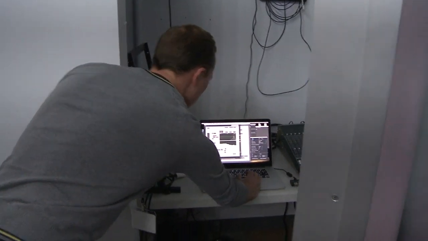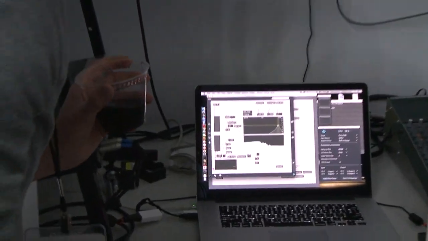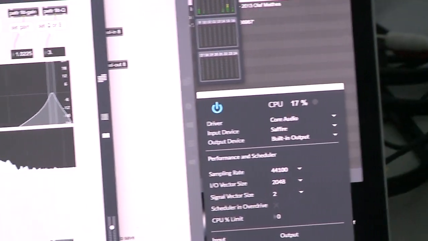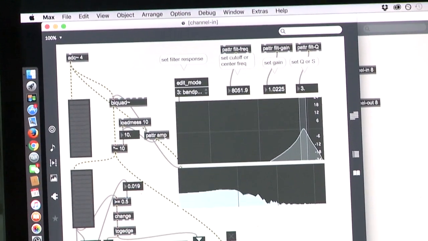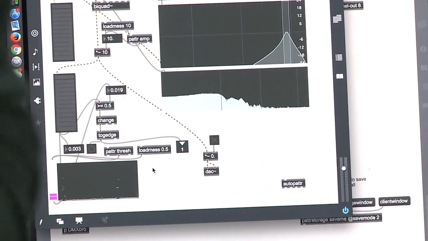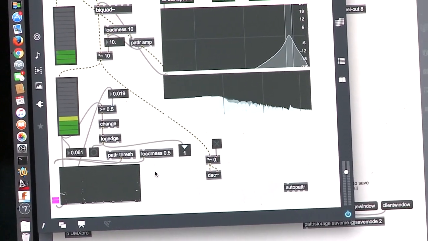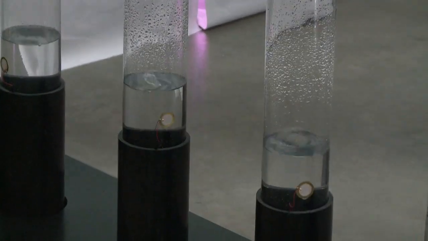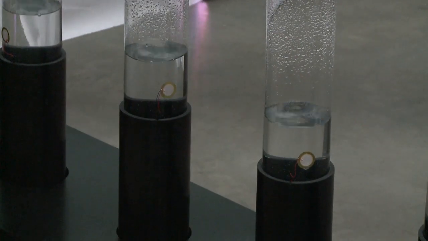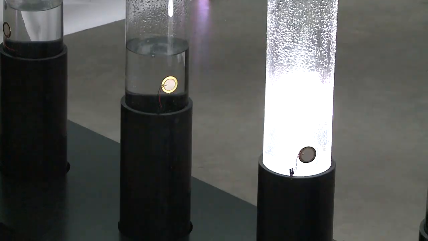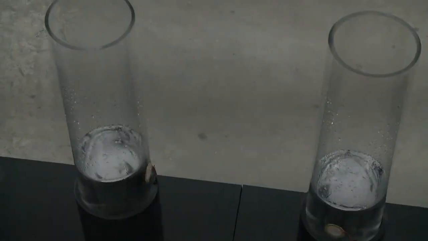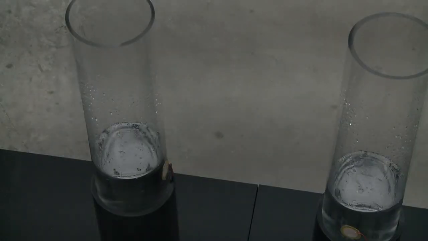The digital aspect of the piece included using Max MSP and DMX lighting systems, because when the water droplets fall into the glass vessels, the vibrations they induce are picked up and then processed with software, and that triggers light to pulse through the glass and through the water as it's collecting.